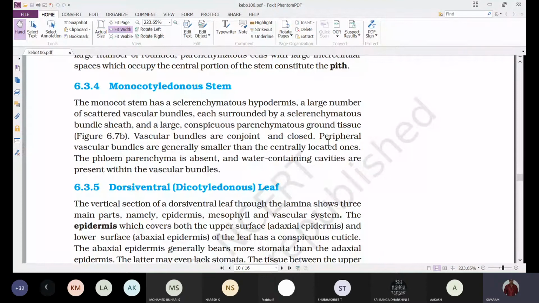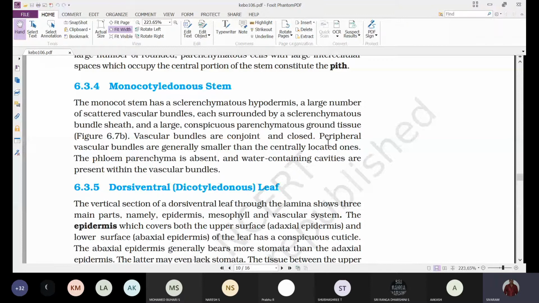in the dicotyledonous stem we find different regions like epidermis, hypodermis, cortex, endodermis, pericycle, medullary rays, and pith. The vascular bundles are also arranged in a radial, ring-like structure, with conjoint, open, endarch xylem. But when you observe this monocotyledonous stem, we don't find such a well-differentiated ground tissue.